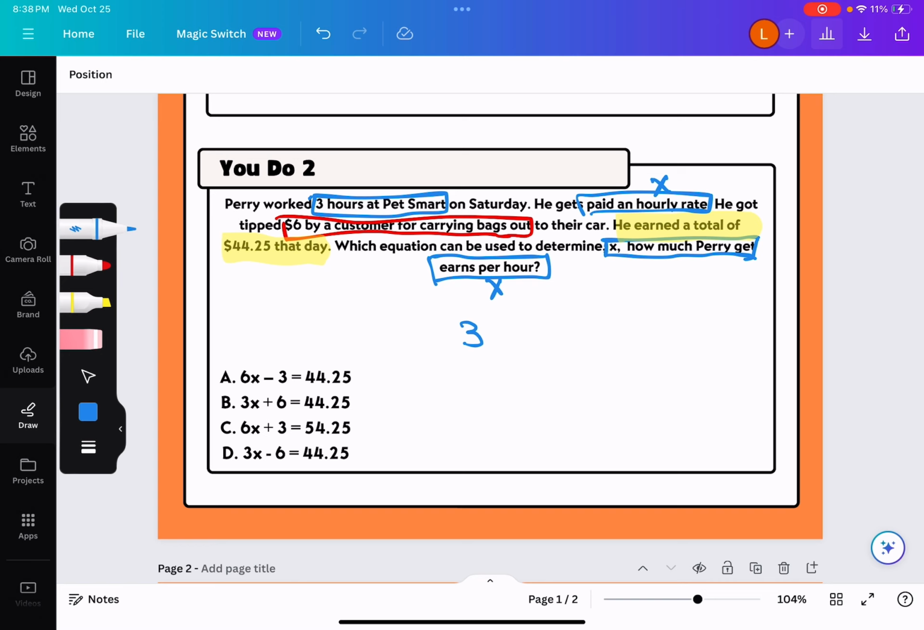And do we know how much he made each hour? No. And we know that 3 is going to go with the X because 3 hours, and we want to know how much he earns per hour. Okay.